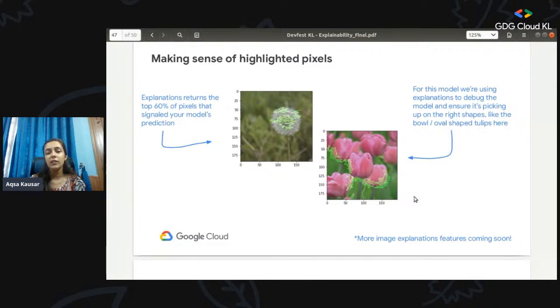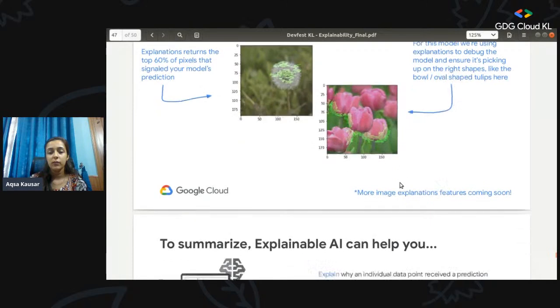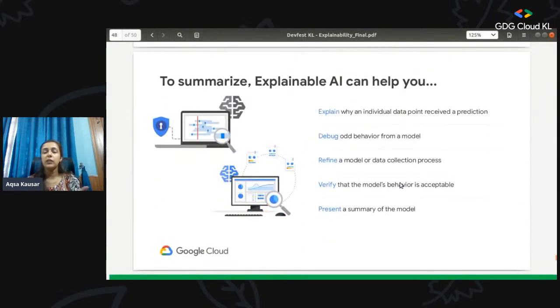Maybe there was class imbalance, and that led to the model not being able to learn the features right in tulip flower pictures. So all of these judgments and all of this analysis can be done using the results from Explainable AI, right? To summarize, basically, Explainable AI can help you explain why an individual data point received a prediction, and what your model saw in that data point to give the prediction that it gave, whether it's tabular data, text data, or image data.